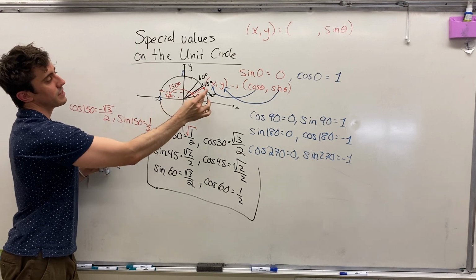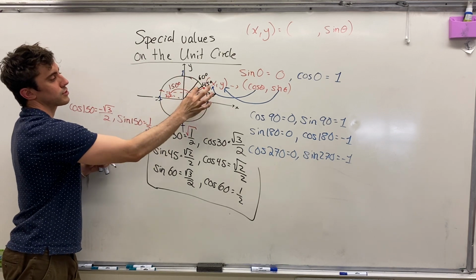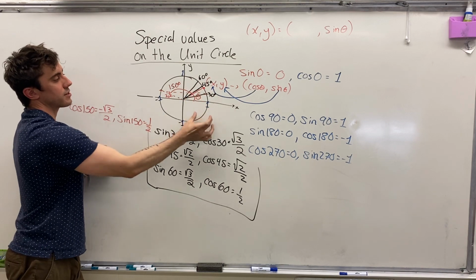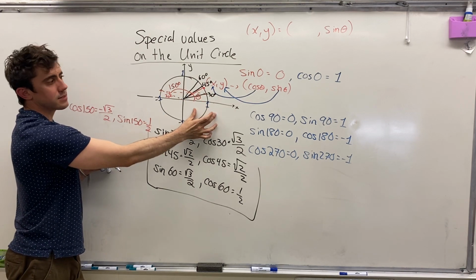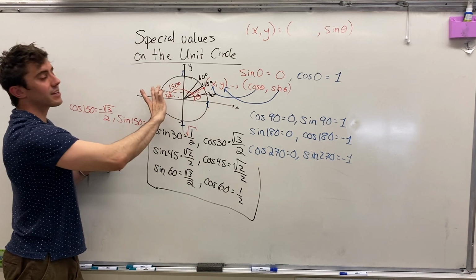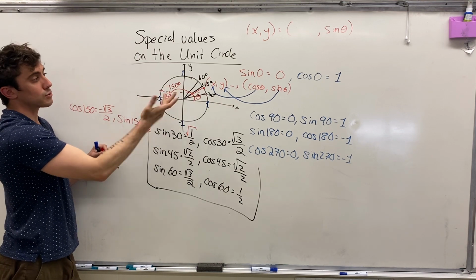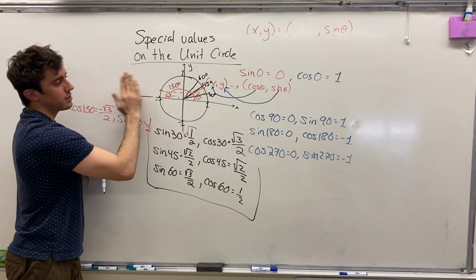Cos of theta is going to be positive in quadrants 1 and 4 because cos theta is the x coordinate and x's are positive on this side of the y-axis. And conversely, they're going to be negative on the left side of the y-axis, which are quadrants 2 and 3. So cos of theta is negative on this side, positive on this side.